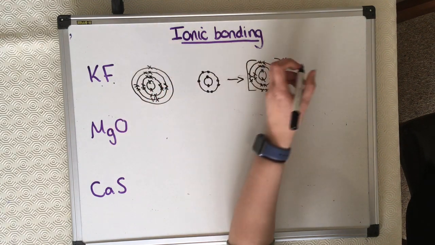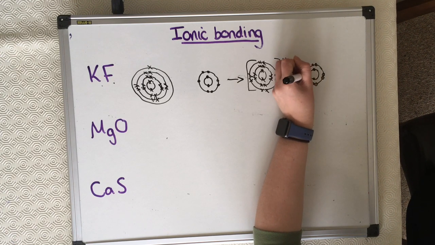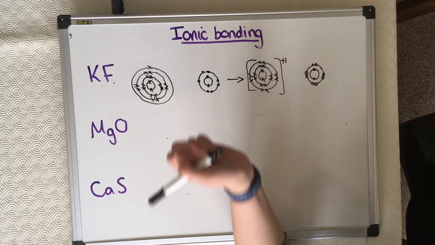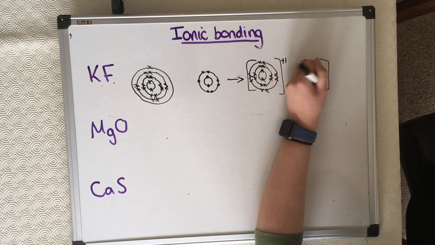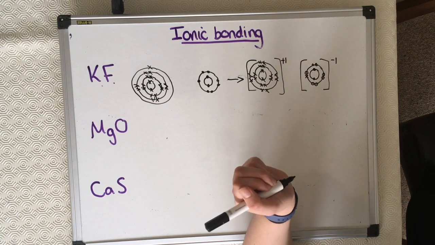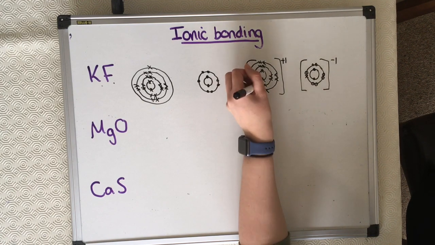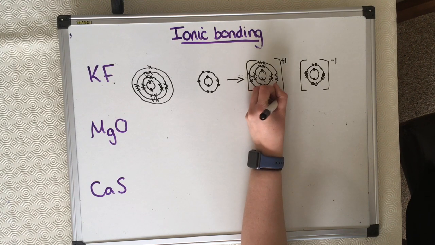And then draw the fluorine ion, so that's going to have still 2 in the first, it's going to have 7 dots, and it's going to have gained an electron. So 1 cross. Put my square brackets, that's going to be a -1 because it's going to have gained 1 electron. And between the positive and negative, there is the electrostatic attraction.